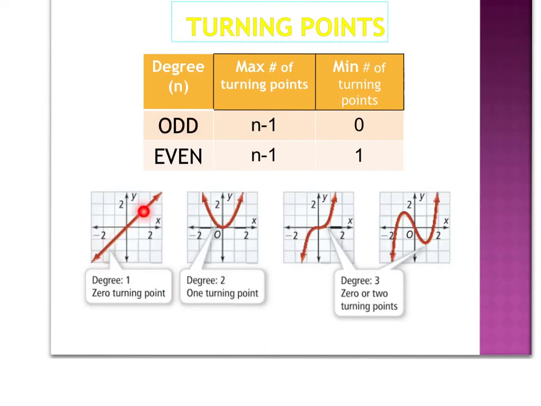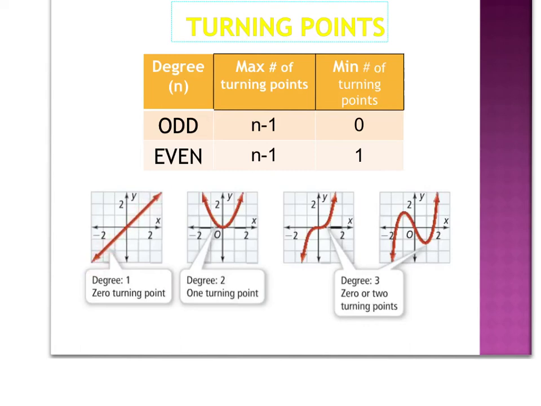Now, when you think of an odd function, I want you to relate back to our linear function. So remember, that's a degree of 1. And if you notice here, this function is just constantly increasing. Or if it had a negative slope, it would be constantly decreasing. So whenever the degree is 1, we have no turning points.